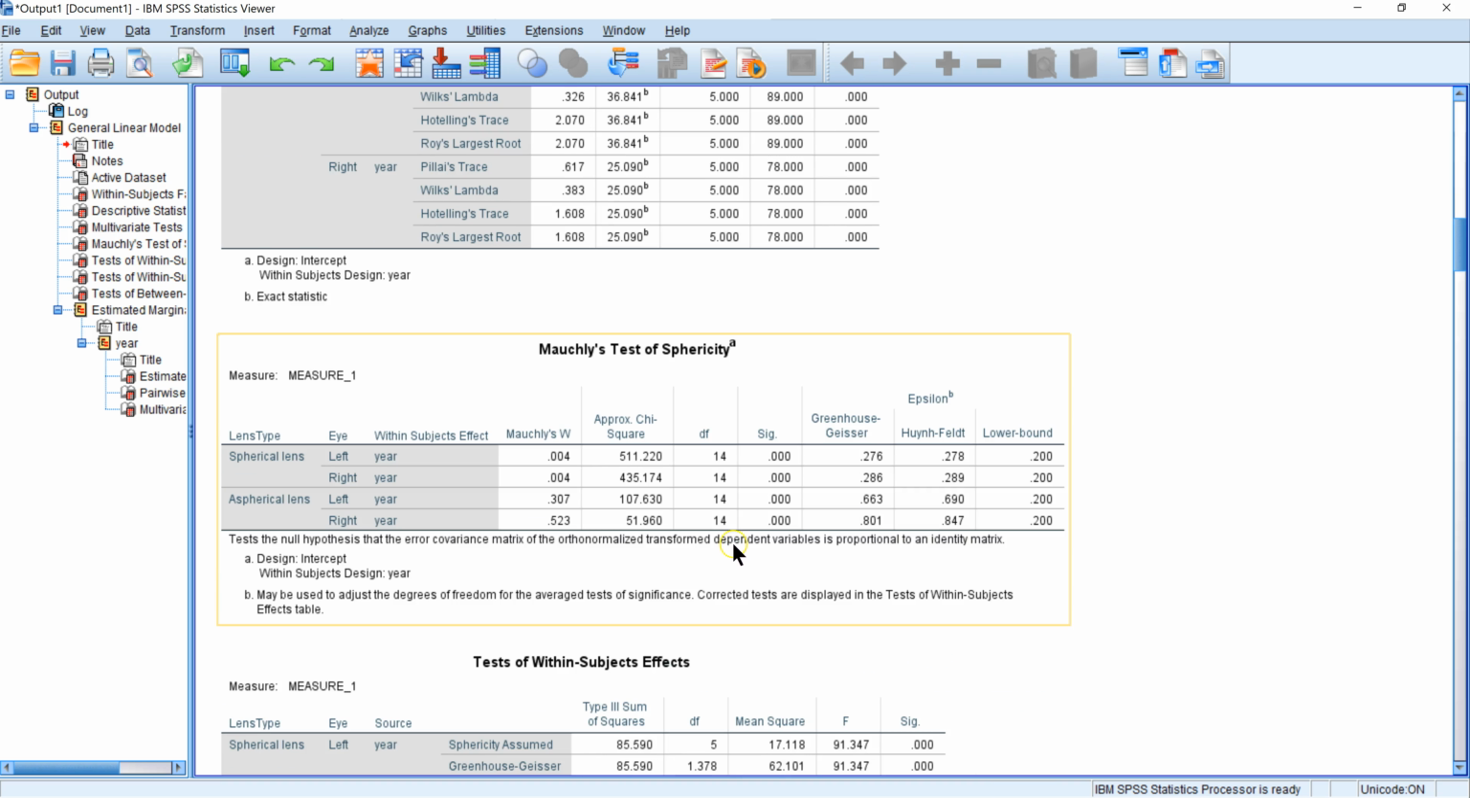So that's repeated measures. Try it out. See what you think.